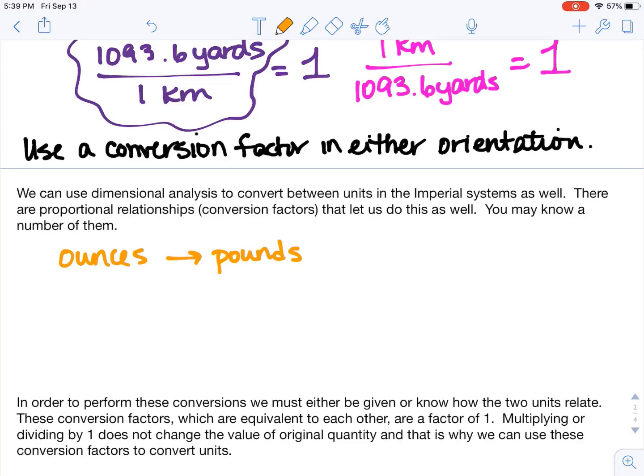Of course, I need to know that there are 16 ounces, abbreviated lowercase OZ, in 1 pound, abbreviated LB. And then, of course, if I know that, then I can set up a conversion factor of 16 ounces per 1 pound. So that's another way to say it. That line sometimes is referred to as per. These numbers are equivalent, and therefore this is a factor of 1.